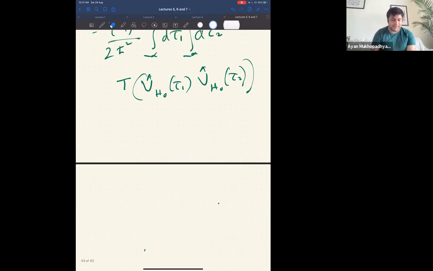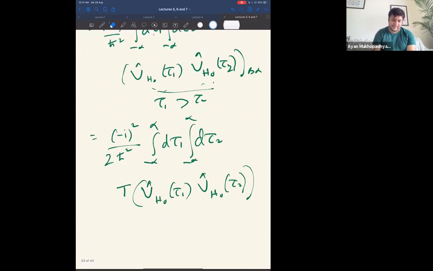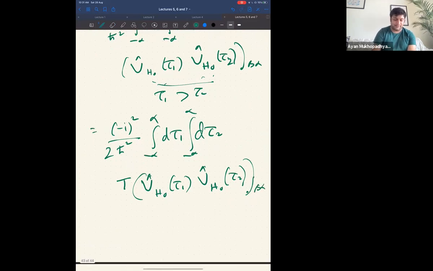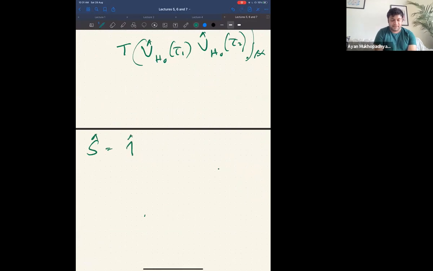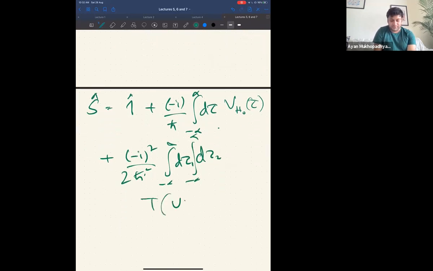Okay, so you see that the second term, so then what we see is that the S matrix, okay, I should have written here βα. But then if I think of the S matrix as an operator, I can remove this. What we see is that if S is an operator, the first term gives this, and the second term simply gives you minus i squared by ħ squared over 2, dτ_1 dτ_2, minus infinity to infinity, minus infinity to infinity, and the time ordered product of V_I(τ_1) V_I(τ_2), right?